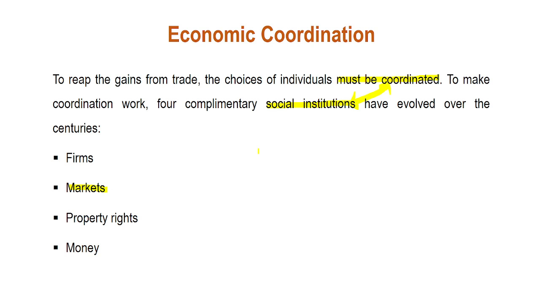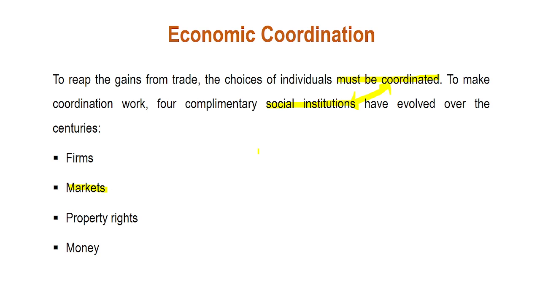And finally, we have money. Money is any commodity or token that is generally accepted as a means of payment. But why is money as a social institution important to coordination in the economy? In fact, money serves as a medium of exchange, a unit of account, and a store of value. It simplifies transactions, facilitates trades, and underpins economic stability by providing a reliable method of valuing goods and services.